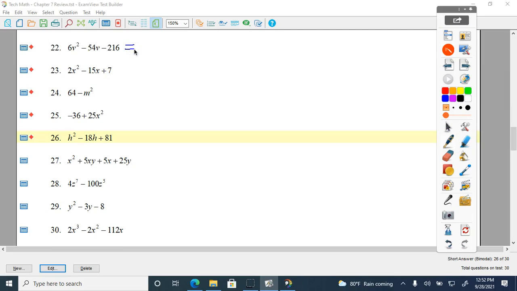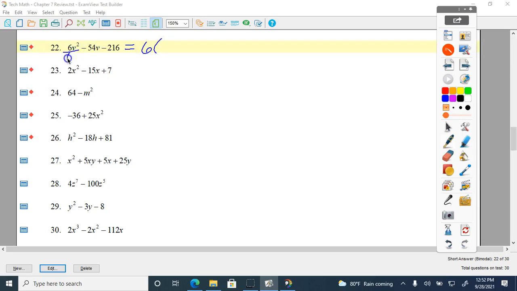It's 22 that you're supposed to highlight. 6 is the greatest common factor. Is there a greatest common factor on 22? Yes, 6. Anything else besides 6? No, because do they all have a V? They do not all have a V. So it's just 6.